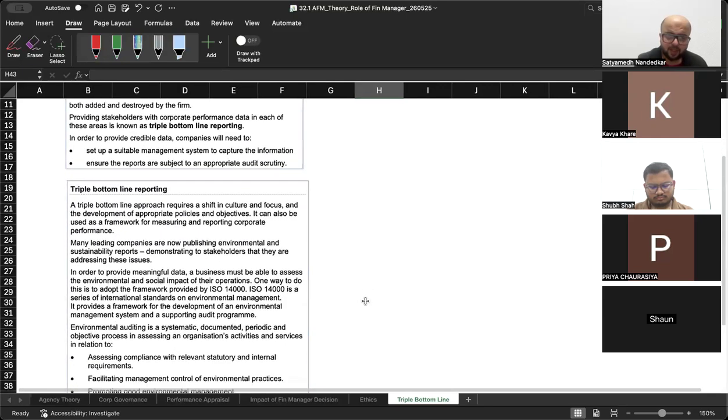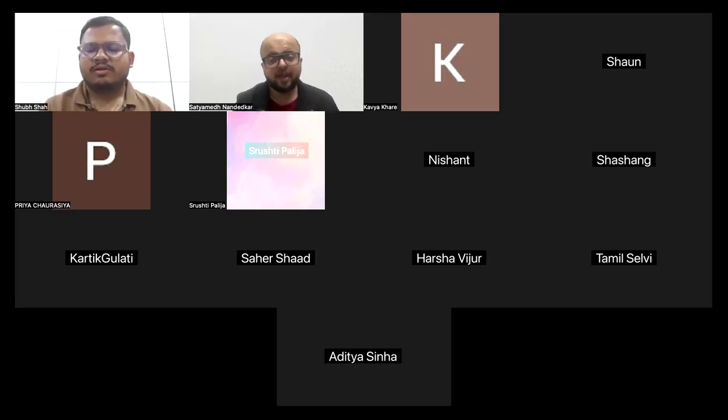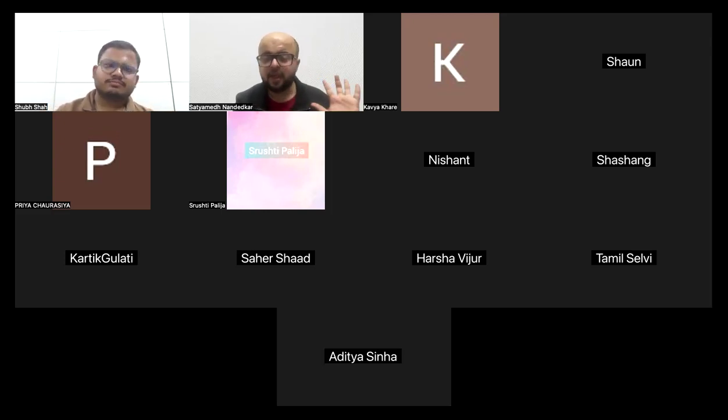Now, this triple bottom line reporting requires a shift in culture and focus of the organization. The reason being that, see, companies and individuals for the longest time have been thinking about only profits. ठीक है. So shifting that focus from profits to environmental and social value will naturally involve a different approach to running the business. ठीक है. So that part is the triple bottom line wala part.